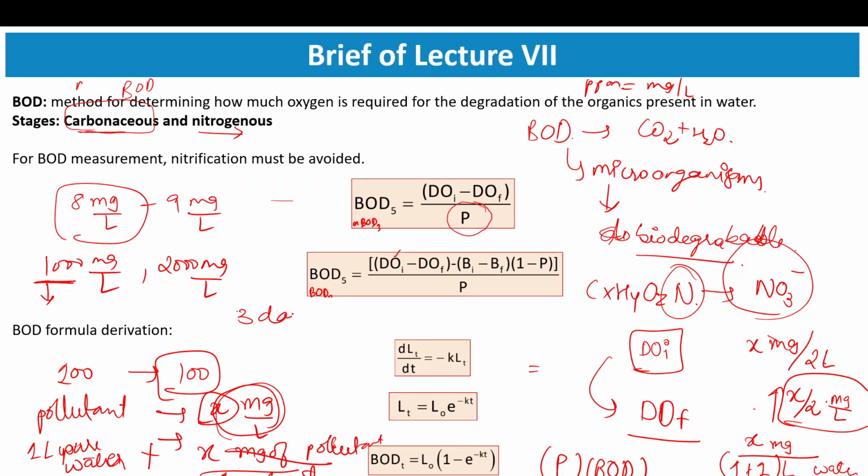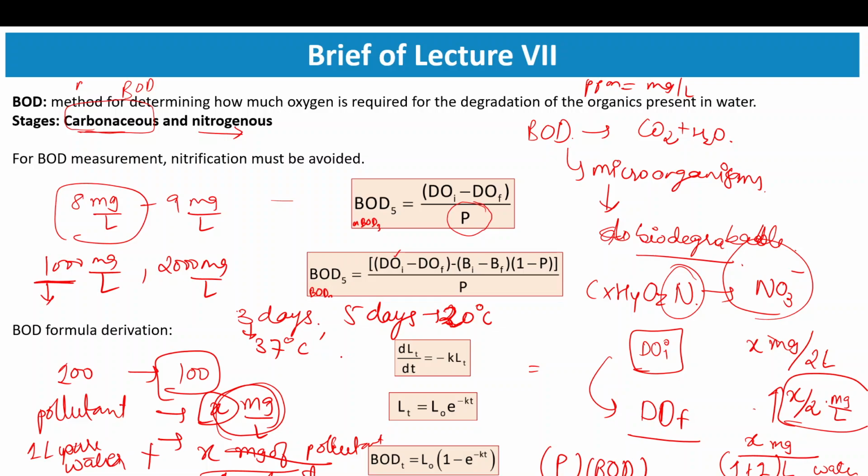It can be 3 days or 5 days. At 37 degrees Celsius you maintain 3 days; for 5 days you need to maintain 20 degrees Celsius. So depending on the temperature you can maintain it. BOD 5 is BOD measured after 5 days. If you are measuring after 3 days, then it is BOD 3.